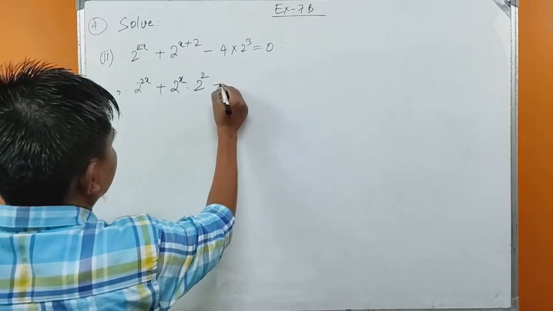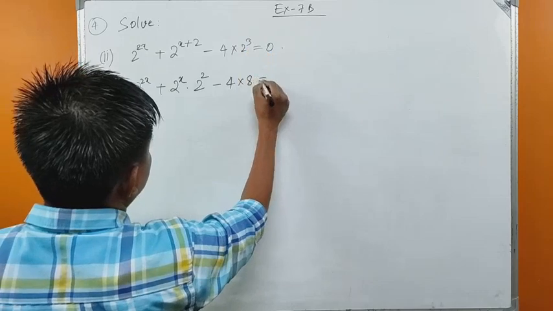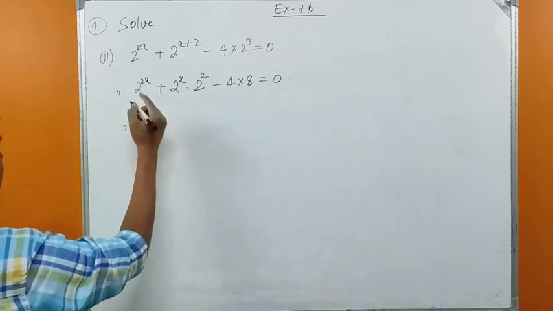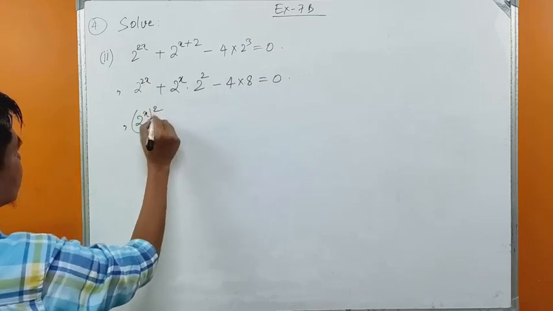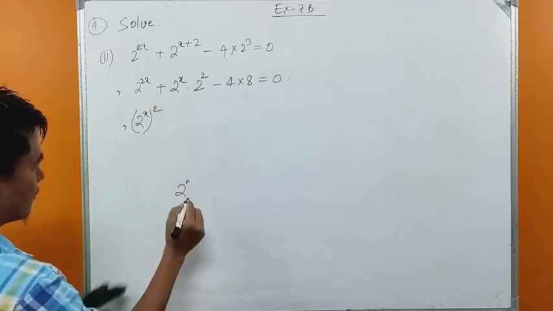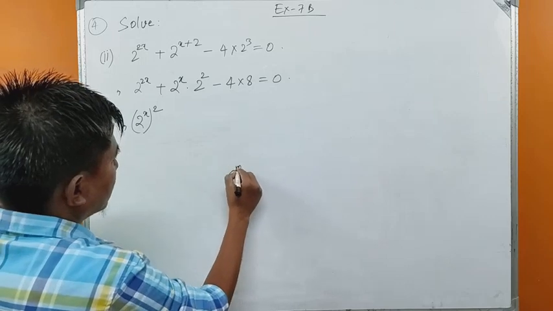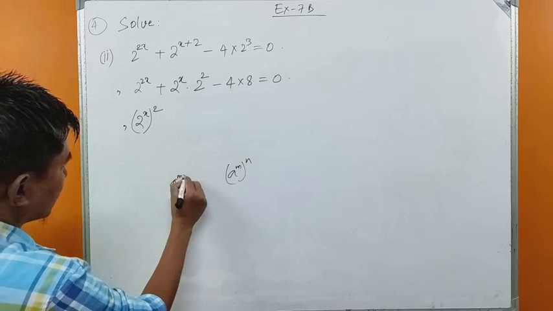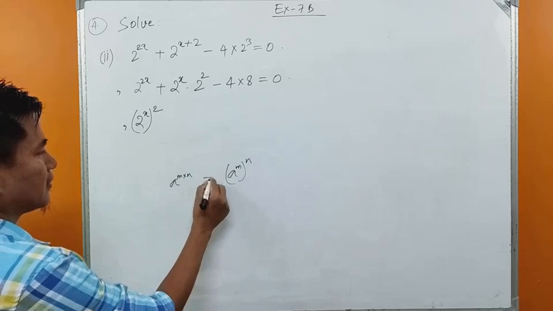So minus 4 into 2 cubed means 8 equals to 0. Or 2 to the power 2x means 2 to the power x whole squared, x into 2, 2x. Using a to the power m whole to the power n: if a to the power m into n, then we can write a to the power m to the power n, isn't it?